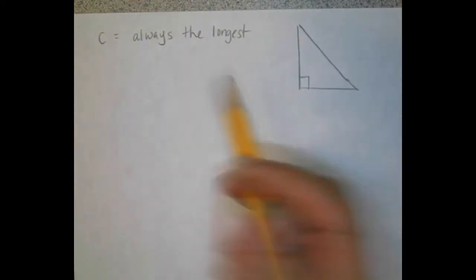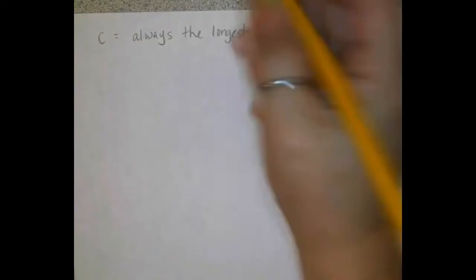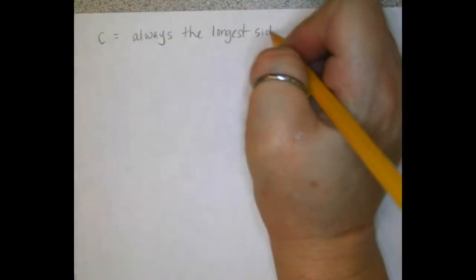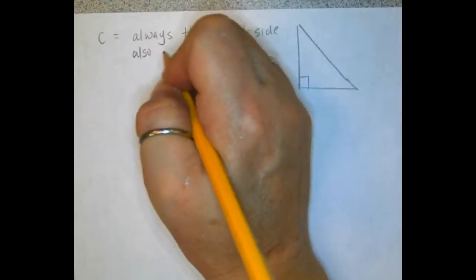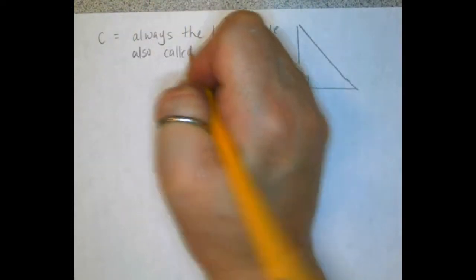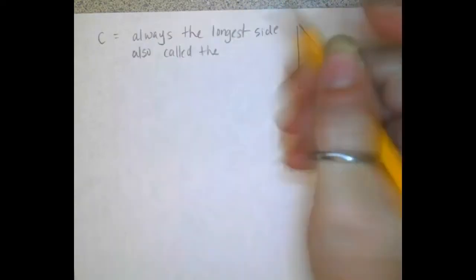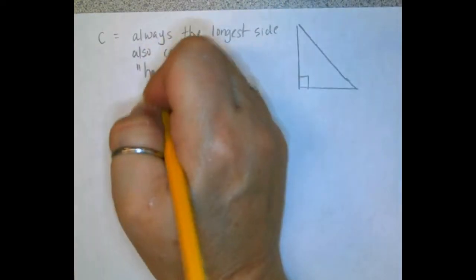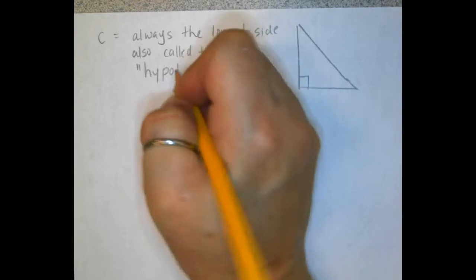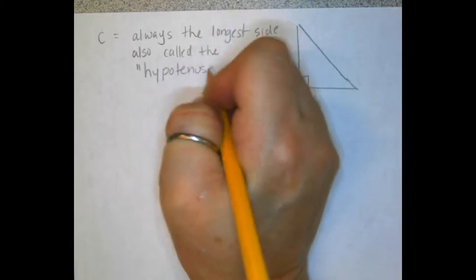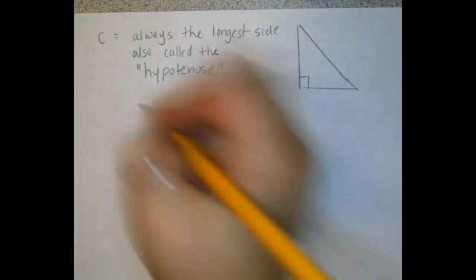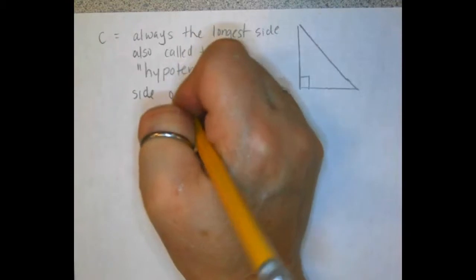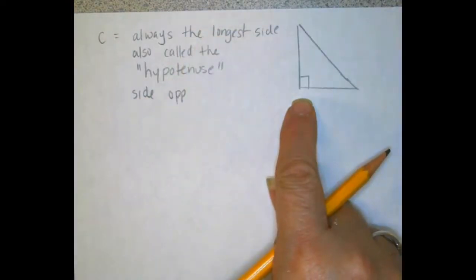All right, C is always the longest side. And it's also called the hypotenuse. Hypotenuse. Which makes it the side opposite of the right triangle.